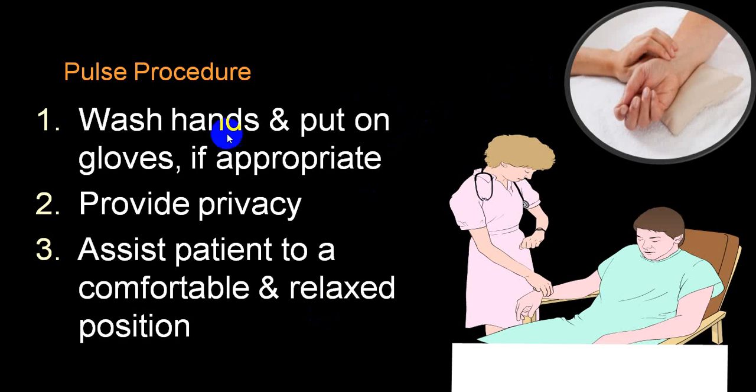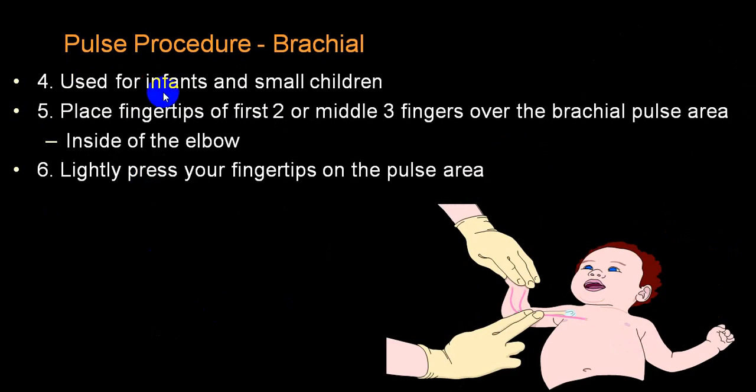Before you palpate the pulse, ideally you should wash your hands, wear gloves, provide privacy, make the patient comfortable and in a relaxed position, and always examine in a supine posture where the person will be best relaxed. Place the fingertips, first two or middle three fingers, over the brachial pulse or over the radial pulse. With the distal most finger you occlude, with the proximal finger you try to regulate the blood flow, and with the middle finger you try to palpate.